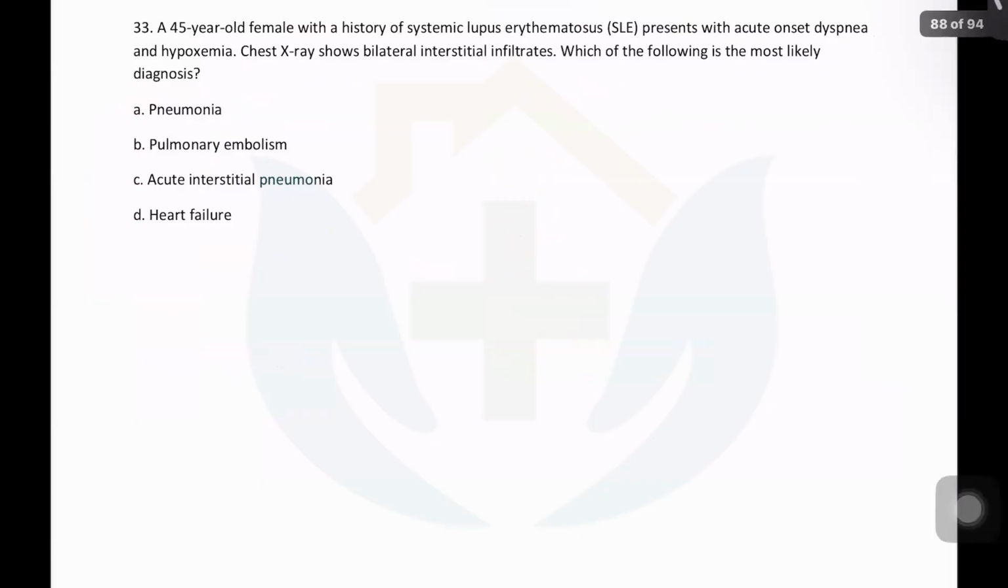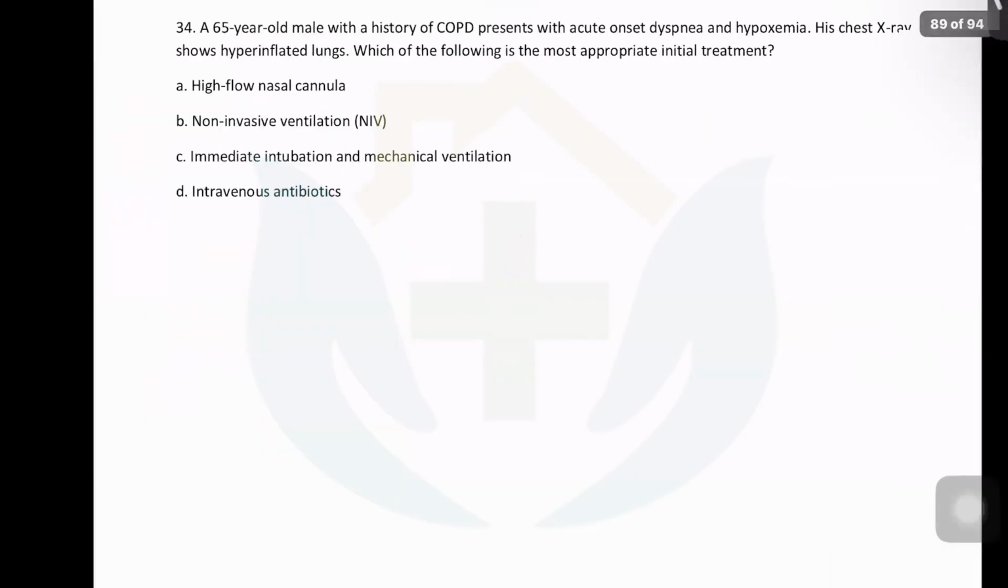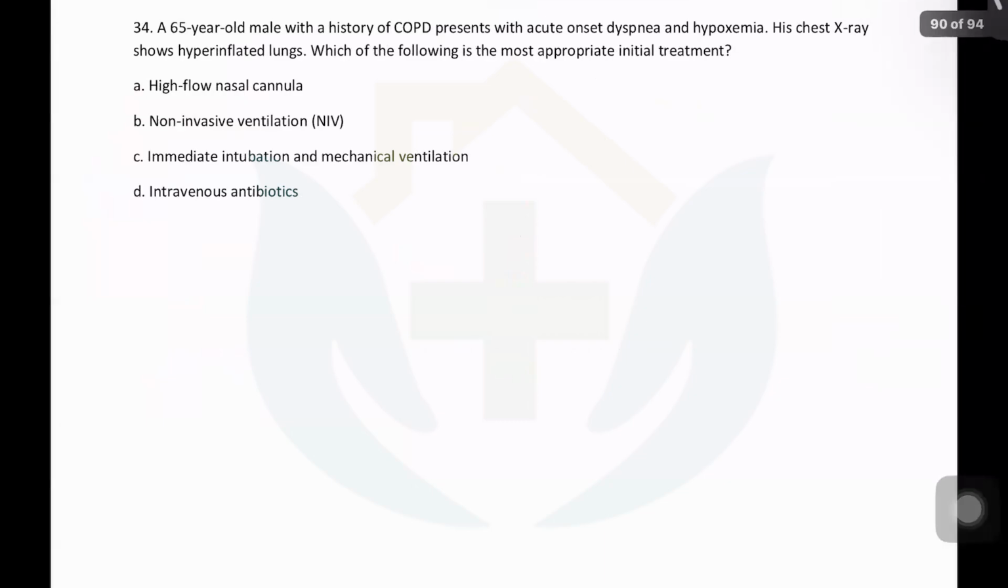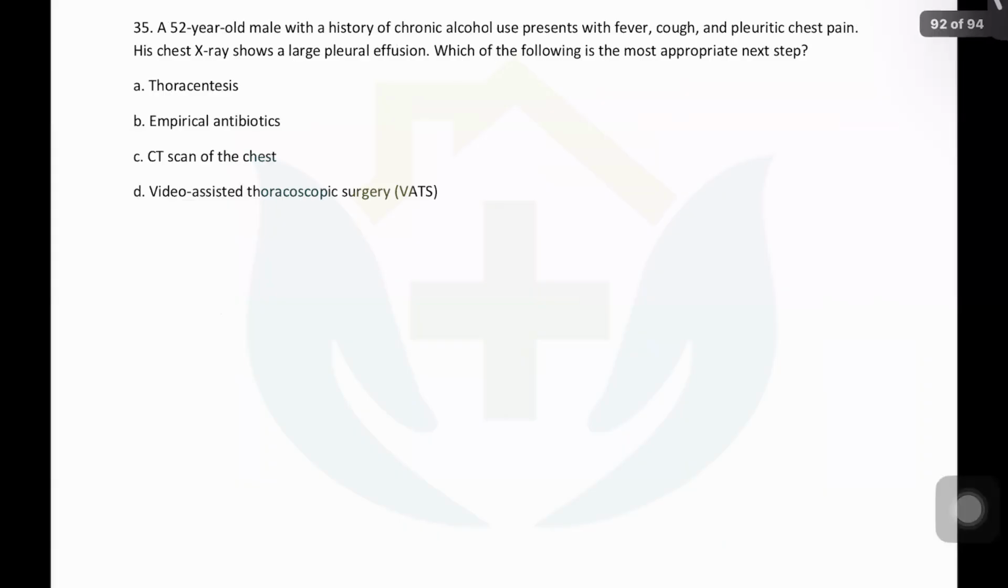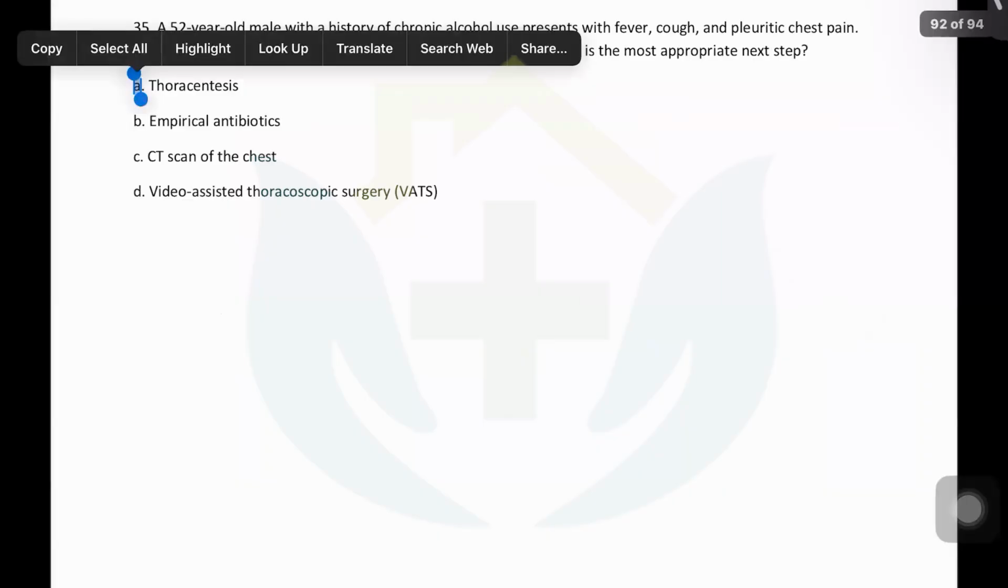Okay, this is acute interstitial pneumonia. This is revision again. A 65-year-old male with COPD, dyspnea, hypoxia, hyperinflated lungs. Which of the following is the most appropriate initial treatment? So the treatment is NIV only. NIV. I don't know why this question got repeated so many times. This is again repetition.